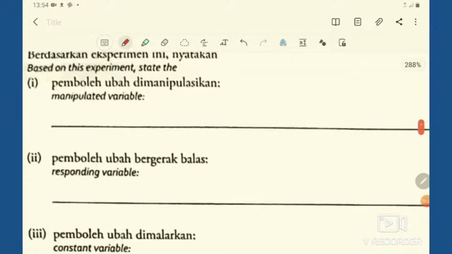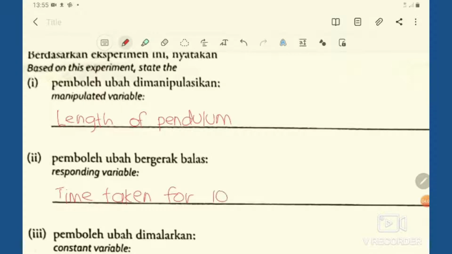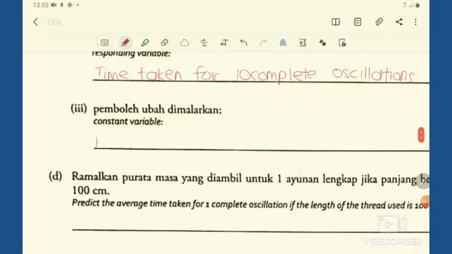Okay, next, the manipulated variable is the length of the pendulum, because we can change the length of the pendulum, 20 cm, 40 cm. Next, responding variable, time taken. If the length of the pendulum is 20 cm, time taken is 8 seconds, for example. If the length is 40, time taken is 12. So the responding variable is the time taken for 10 complete oscillations. Okay, next, constant variable. The mass, because the mass is the same, mass of the bob.